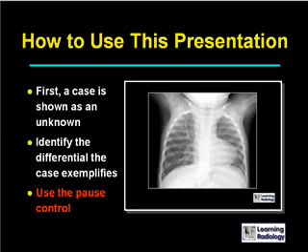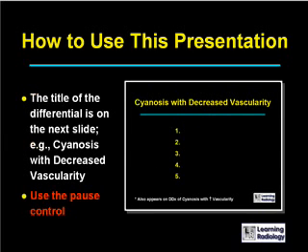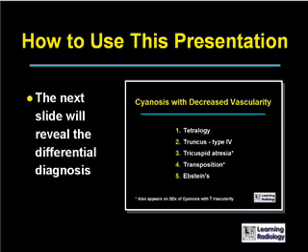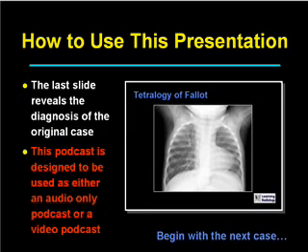Make frequent use of the pause control on your computer or MP3 player. The next slide will show the title of the differential, in this case cyanosis with decreased vascularity. Again, use the pause control. The next slide reveals the differential diagnosis itself, and then the last slide reveals the diagnosis of the original case. This podcast is designed to be used as either an audio-only or a video-only podcast, or both.